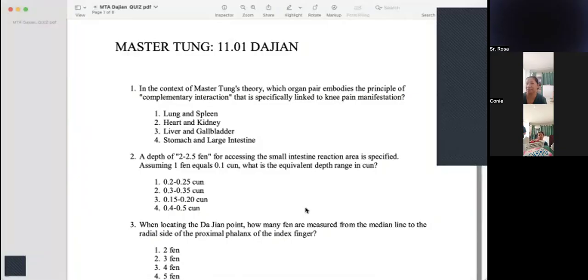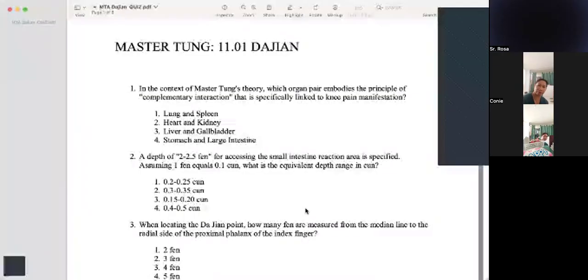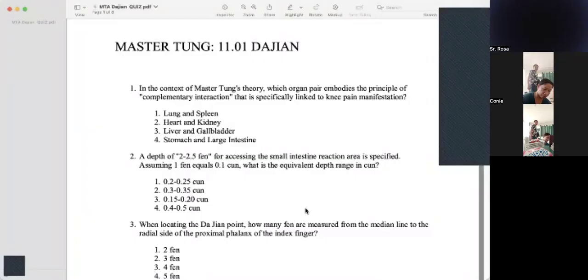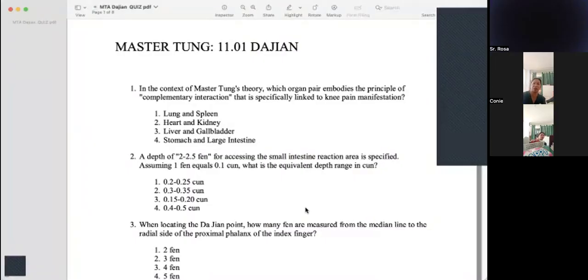Okay, let's study the first point on the finger for Master Tung. 11.01 Dajian. Number one, in the context of Master Tung's theory, which organ pair embodies the principle of complementary interaction that is specifically linked to knee pain manifestation? Knee pain, small intestine. Okay. So heart.